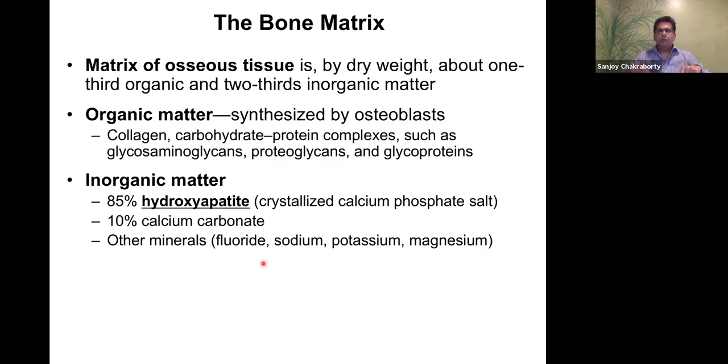Now, in bone, the organic matter, the protein component, is the steel bar in my example, and the inorganic calcium salt is the concrete. So steel means organic matter. The proteins offer the flexibility of the bone, and the inorganic matter, the salt, offers the strength.